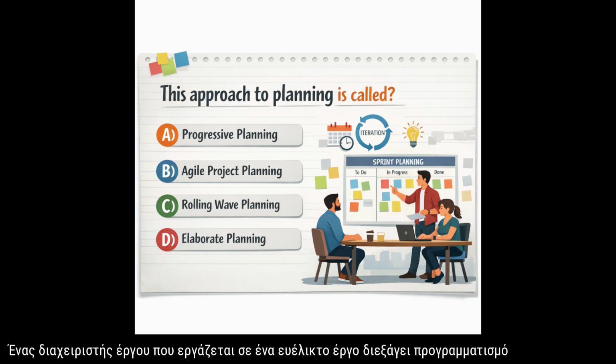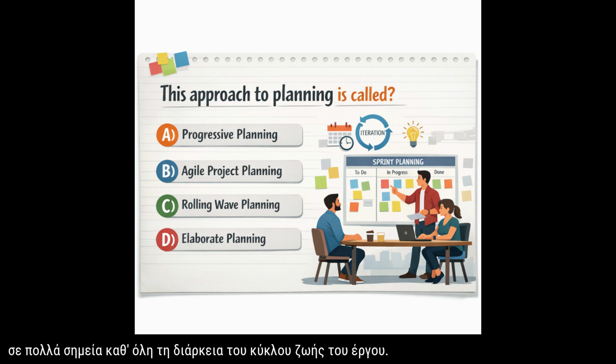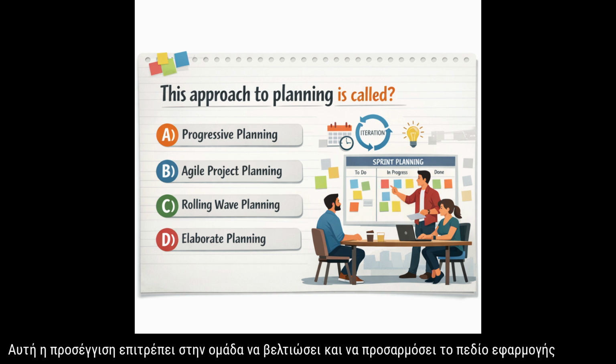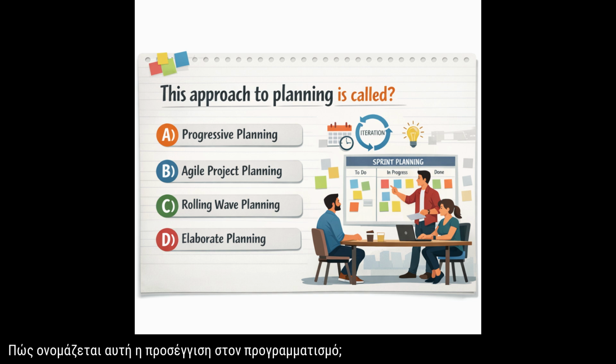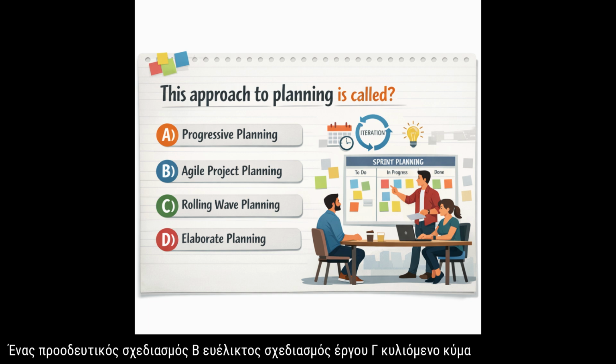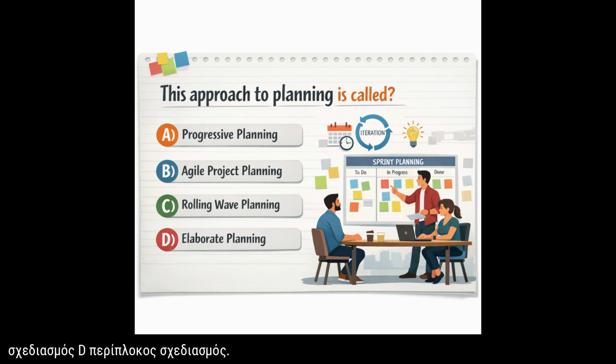A project manager working on an Agile project conducts planning at multiple points throughout the project lifecycle. This approach allows the team to refine and adjust the scope as new information becomes available and changes occur. What is this approach to planning called? A, progressive planning. B, agile project planning. C, rolling wave planning. D, elaborate planning.